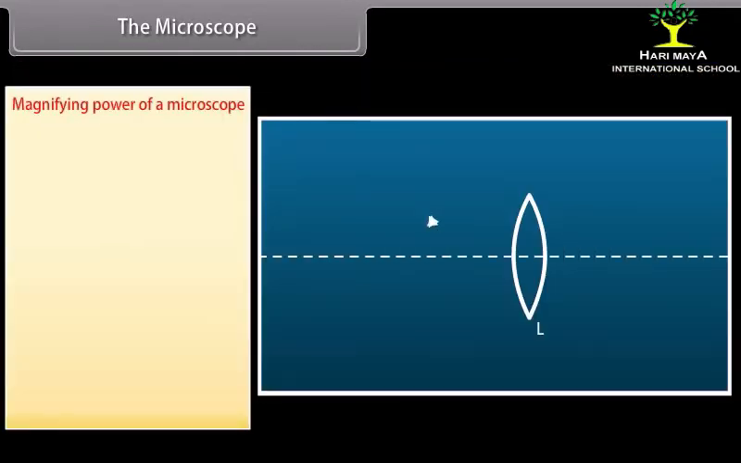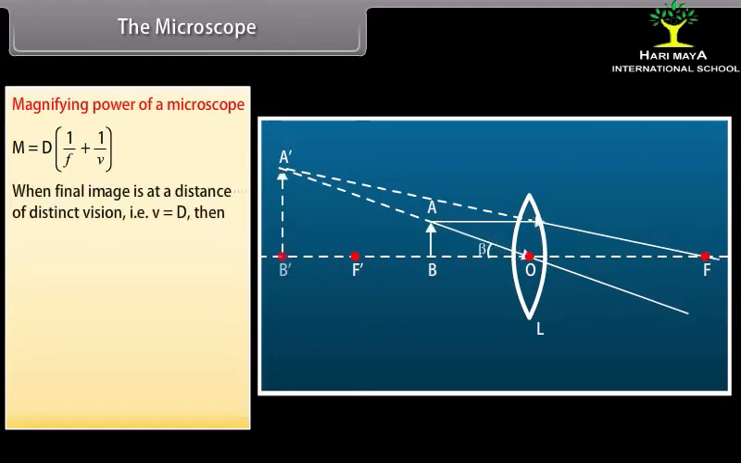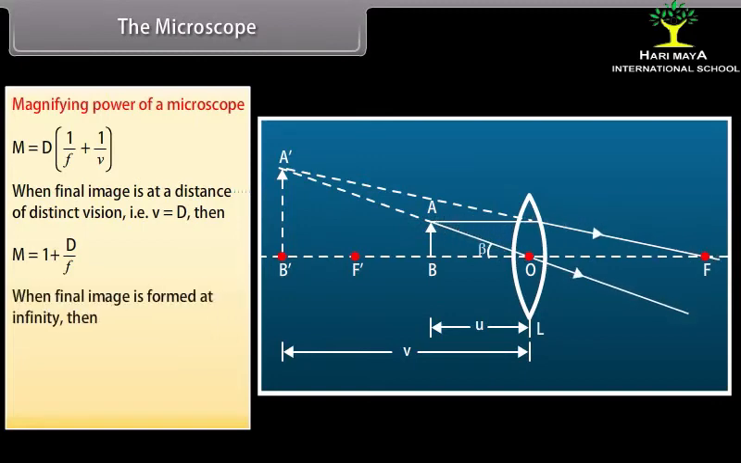Magnifying power of a microscope. M is equal to D into (1/F + 1/V). When final image is at a distance of distinct vision, that is V is equal to D, then M is equal to 1 plus D by F. When the final image is formed at infinity, then V is equal to infinity, M is equal to D into (1/F + 1/infinity), that is D by F.